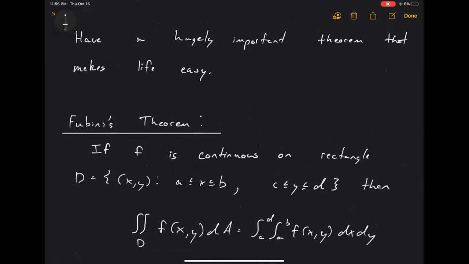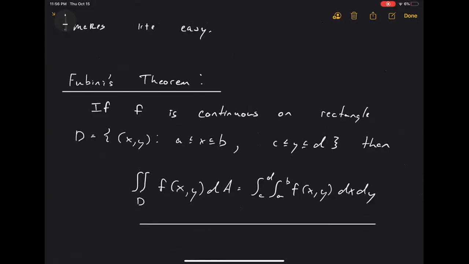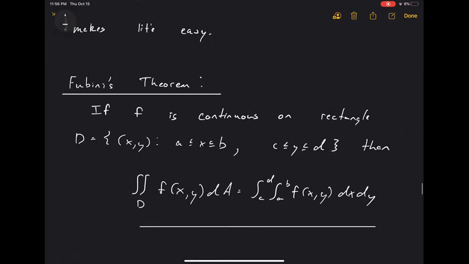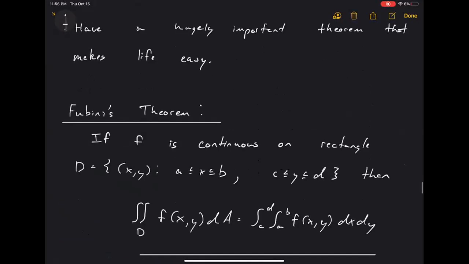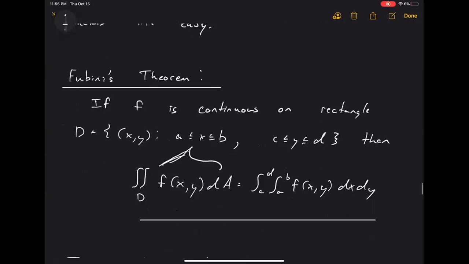Let's look at the statement of Fubini's theorem first, and then I'll give a disclaimer afterwards. If f is continuous on the rectangle D, then its double integral, which is what we just discussed in theory, is going to be equal to this thing we call an iterated integral. So what is this iterated integral? I have a function of x and y, and notice the structure here.